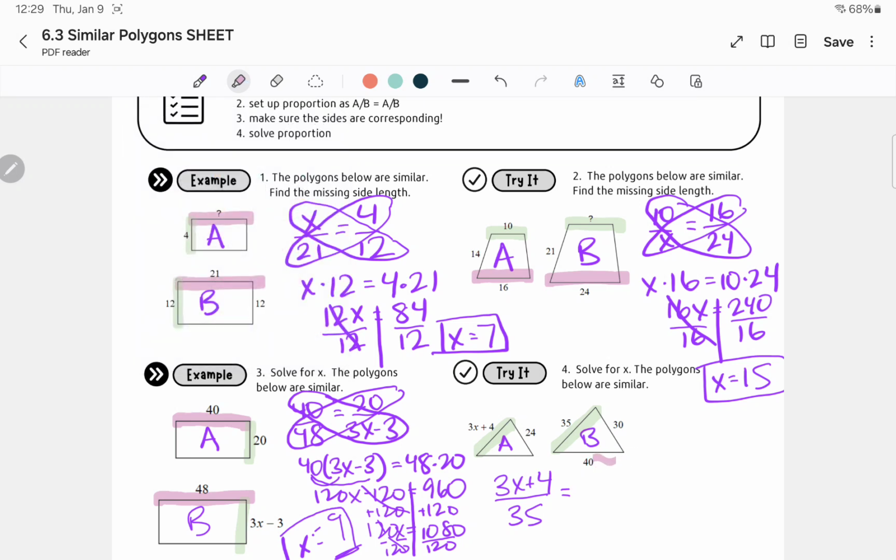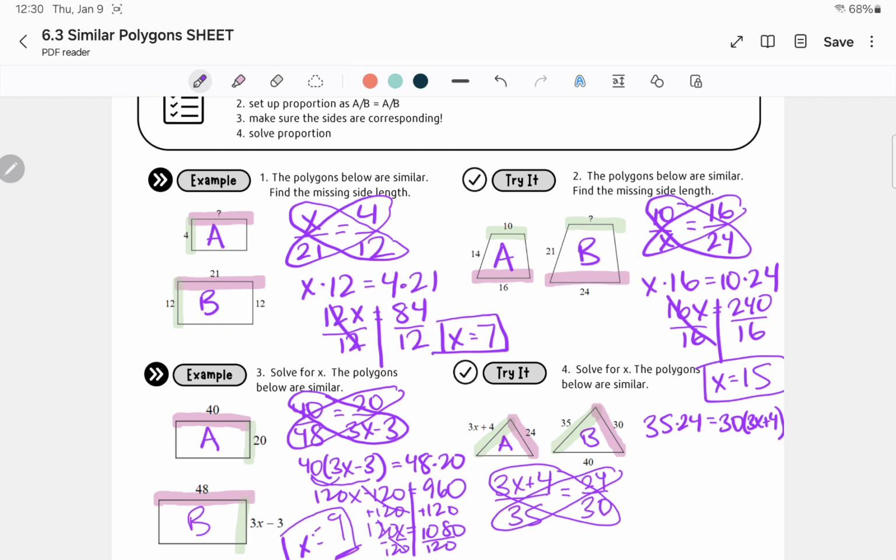Now see how they've included 40, but we can't, we have to use this side and this side. That's why I want you guys to highlight, just to make sure you're using the right numbers and setting up your proportion correctly. So we have 24 over 30. Now when I butterfly, I get 35 times 24 is equal to 30 times 3x plus 4.